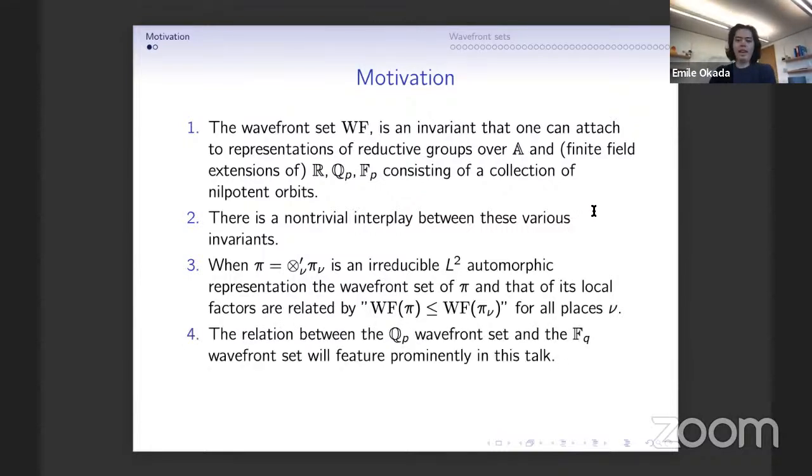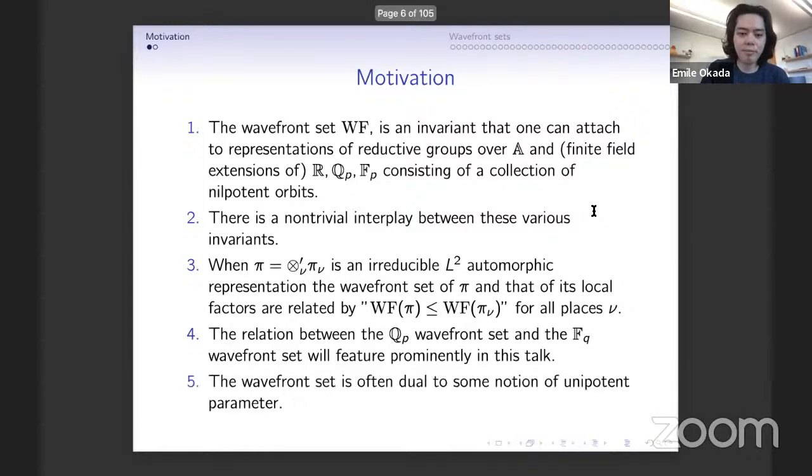And in this talk, the relationship between the p-adic Wavefront set and the finite field Wavefront set will feature very prominently. And it's quite a powerful invariant, the main reason being it's quite often dual to some notion of a unipotent or a nilpotent parameter. But it has the benefit that it lives on the original side. So the unipotent parameter often lives on a dual group.